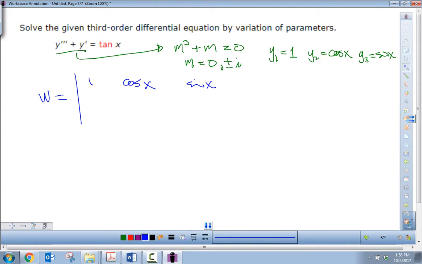And then take the derivative, negative sine x, cosine x. And then take the derivative again. So this is where you have to do the second derivative, because we have higher order derivatives. And so now we have to find the determinant of this.